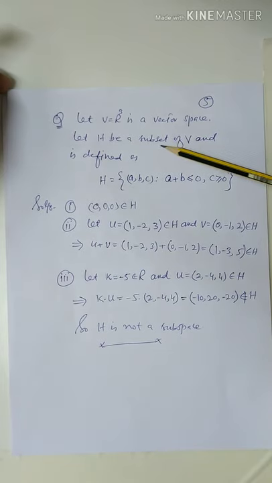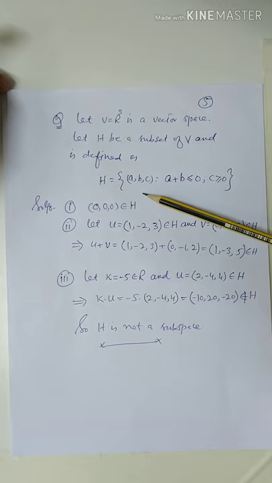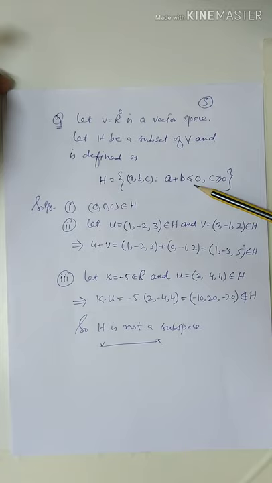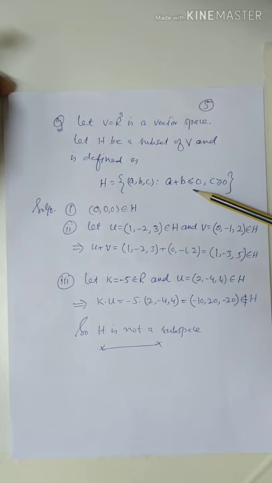Now the next example is, let V is equal to R cube, a vector space. Let H be a subset of V and is defined as H is equal to (A, B, C) such that A plus B is less than or equal to 0 and C is greater than or equal to 0. Now the condition is very interesting. A plus B must be less than or equal to 0 and C must be greater than or equal to 0.